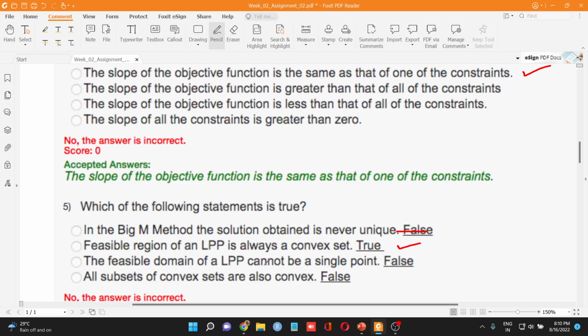And the feasible domain of the LPP cannot be a single point. It's false. Yes, it's false. And all the subsets of the convex sets are also convex. Yes, it's true, right? All the subsets of a convex set is also a convex set, but here they have given false. So option 2 is correct, right?